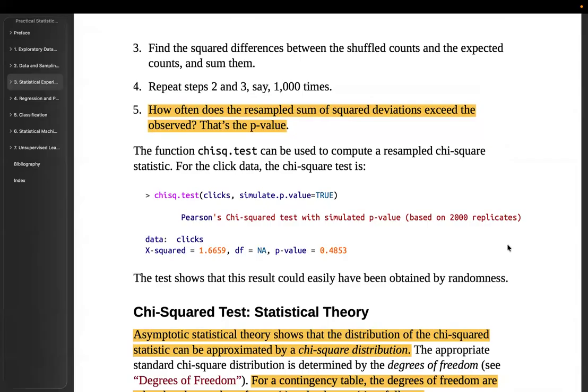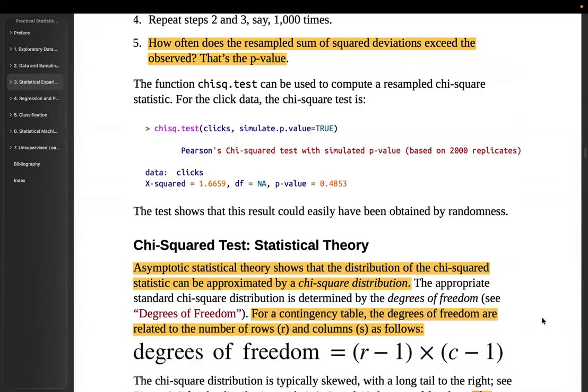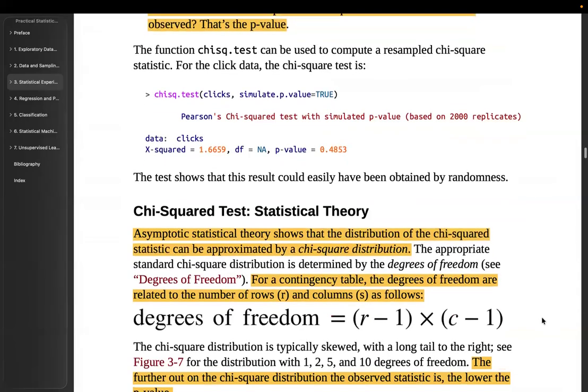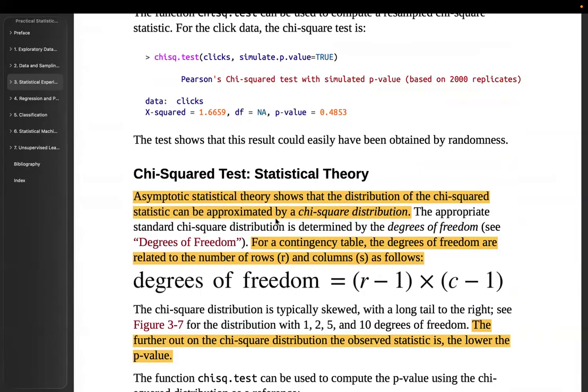Now there are other ways to compute chi-squared. This is one of the ways, the manual way. Another way is by using degrees of freedom. Asymptotic statistical theory shows that the distribution of the chi-squared statistic can be approximated with the chi-square distribution. We can use this chi-square distribution graph and quickly find the p-value directly from the graph, without doing any of these steps, using the appropriate standard chi-square distribution with the degrees of freedom.